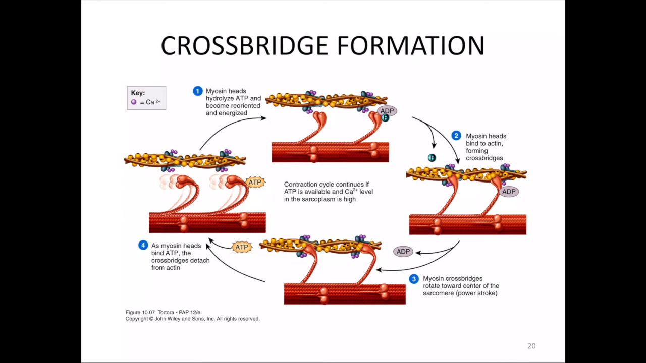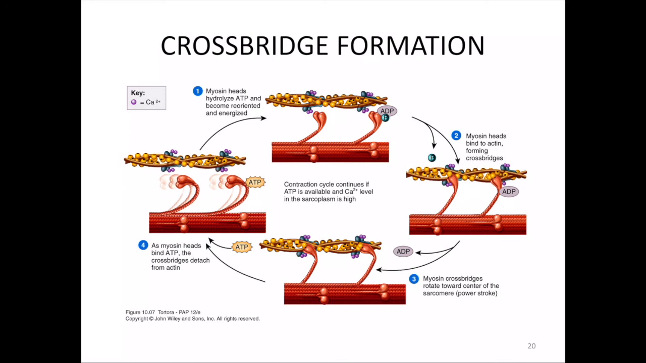So really what we're doing is that, as we increase the degree of overlap and keep creating more and more cross-bridges, ultimately we are going to bring actin closer and closer to the M line and create the maximum amount of tension in this myocyte and in this muscle. So that is going to be cross-bridge formation.